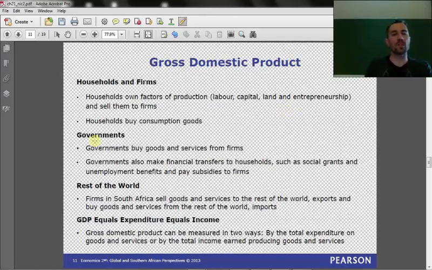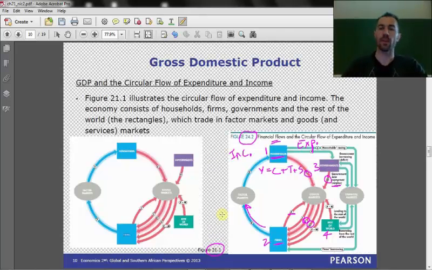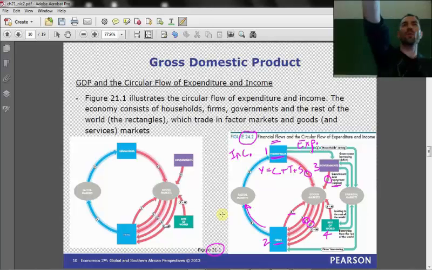So we've spoken on this slide about all the different players, the households and the firms, government and the rest of the world, and the fact that GDP must equal expenditure, must equal income. Okay? So that little diagram is basically everything that we're going to talk about in this course. Okay? There it is. That was quick. See you in 7 weeks, right? No. What did you want to say?